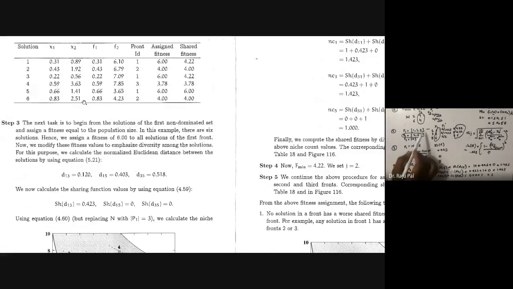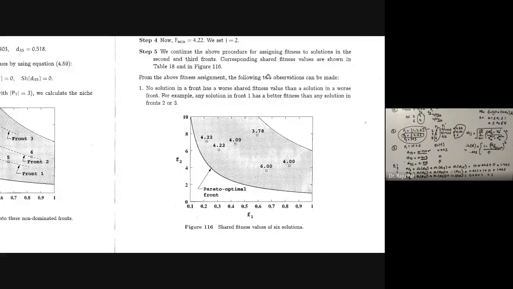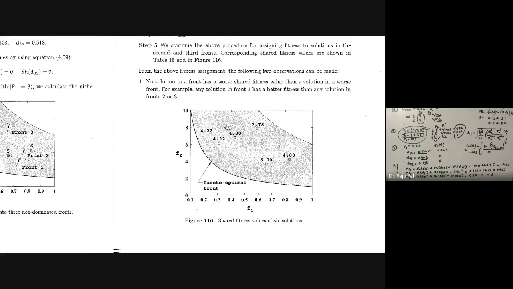We have only 3 fronts in this example, so we can assign like this only. This way the fitness values can be assigned, and this is the final plot after assignment of the fitness values. Once these solutions have been assigned the shared fitness value, it automatically considers diversity, because the less crowded solutions are assigned more fitness value. You can see here the solutions which are less crowded.